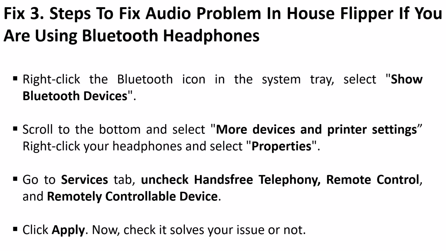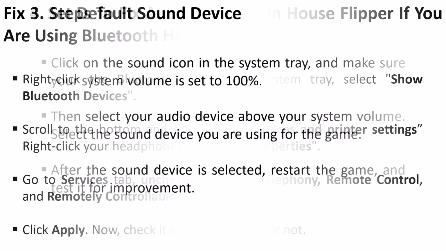Fix 3 steps to fix audio problem in House Flipper if you are using a Bluetooth headphones. So right click the Bluetooth icon in the system tray. Select Show Bluetooth Devices, scroll to the bottom and select More Devices and Printer Settings. Right click your headphones and then select Properties. Now go to the Services tab, uncheck Hands-Free Telephony, Remote Control and Remotely Controllable Device. Click Apply and then check if it solves your issue or not.